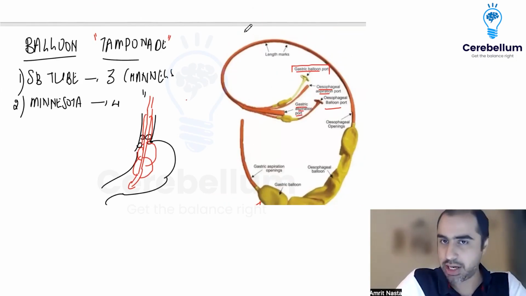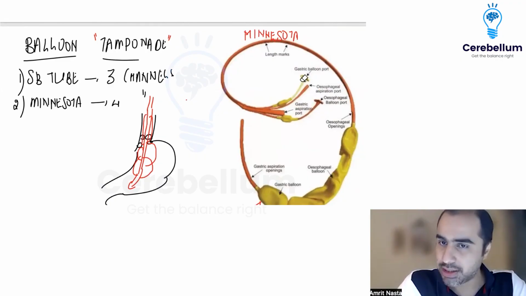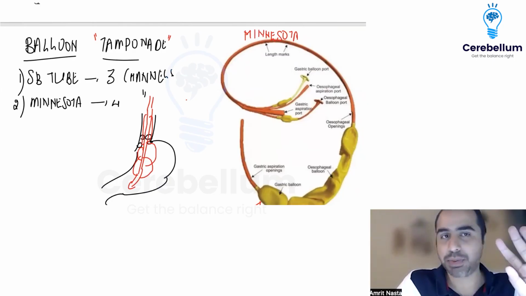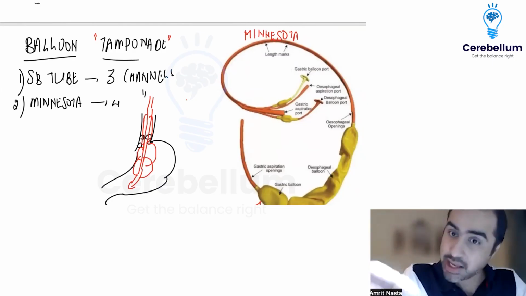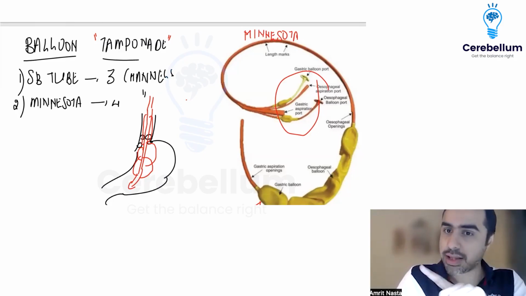Yeah, so what is the name of this tube? So this one is Minnesota. What I'm trying to tell you is, if they give an image, don't just jump to Sengstaken-Blakemore tube. Please see how many channels are there. If there are 4 channels, it will be Minnesota. If there are 3 channels, it will be SB tube. They look the same. ऐसे ही दिखते दोनों tubes. सिर्फ ये part अलग है. So your eyes should fall on this to identify which tube it is.